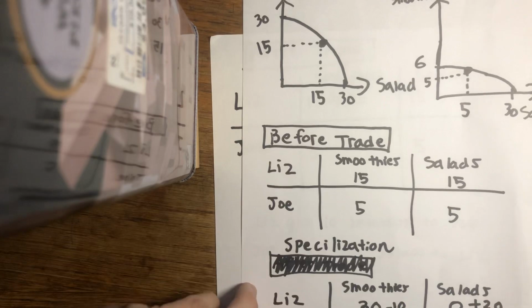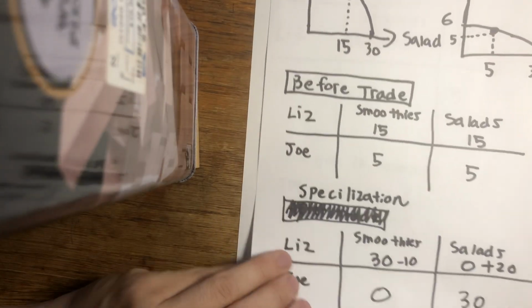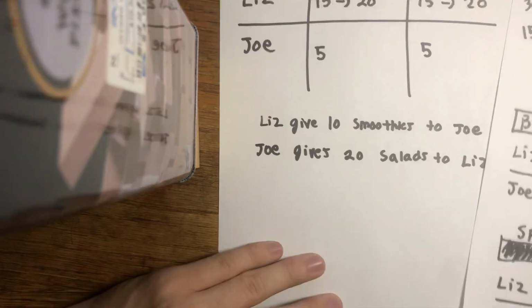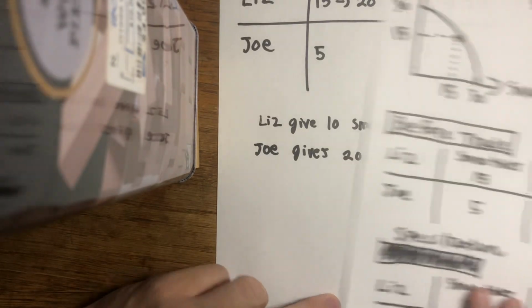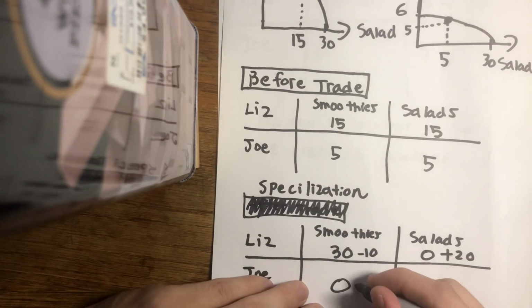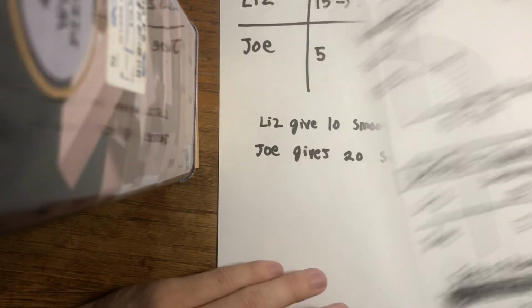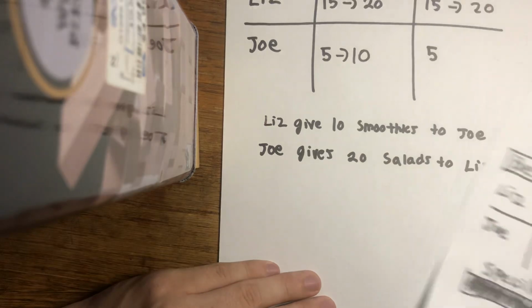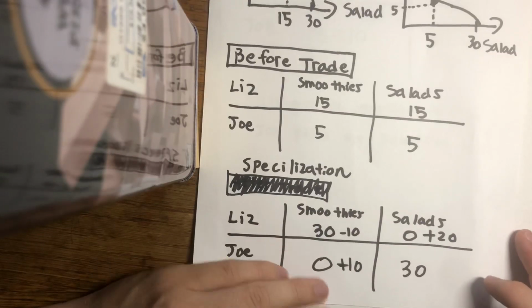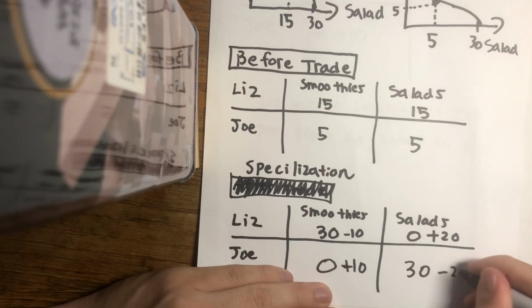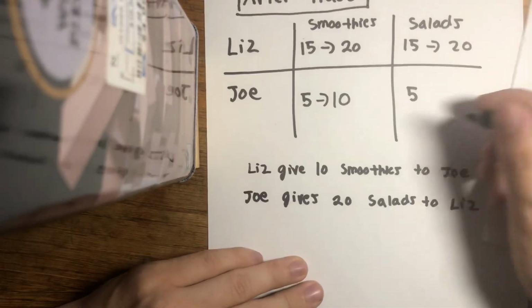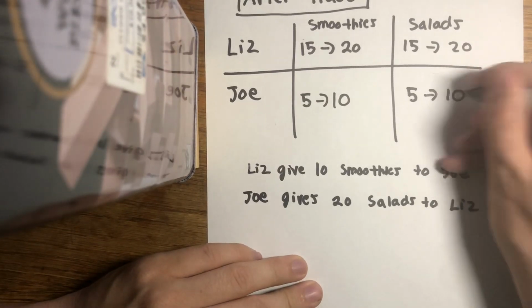Joe, on the other hand, is not making any smoothies. So he started at 0, but Liz gives 10 smoothies to Joe, so he's actually earning 10. So this turns to 10. And Joe had 30 salads, but he is giving away 20 of them, so he's left with 10. So this goes to 10.